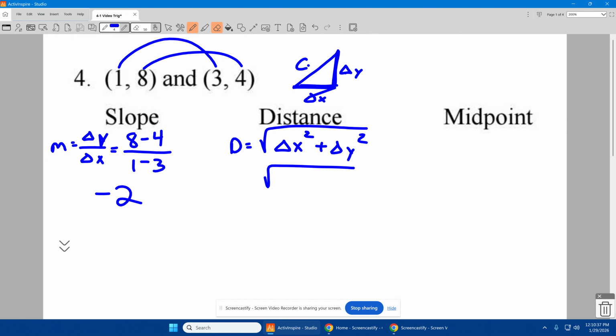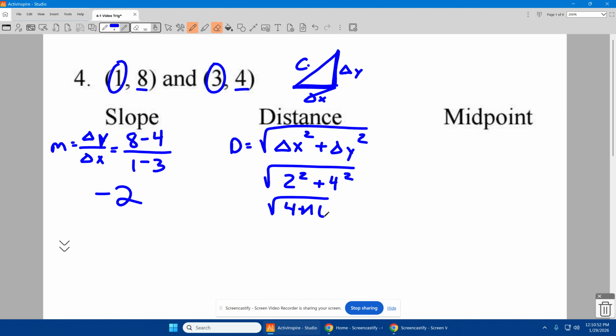So changing your x's, well, looking back at your x's, 1 and 3, how much do they differ by? 2. So that's 2 squared plus the difference in my y's, 8 and 4, differ by 4, 4 squared. So that's 4 plus 16, so that's the square root of 20. Let's go ahead and do that, and that will end up being about 4.47, I believe, so it's about 4.5. That's what we'll get for our distance between those 2 points.